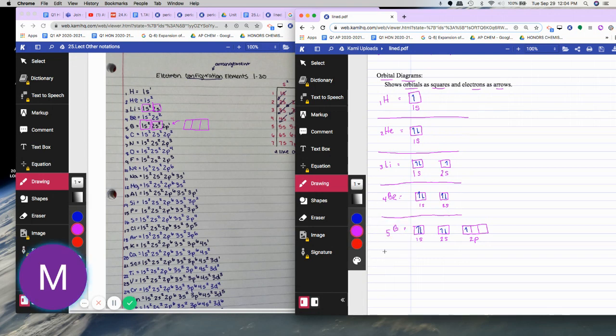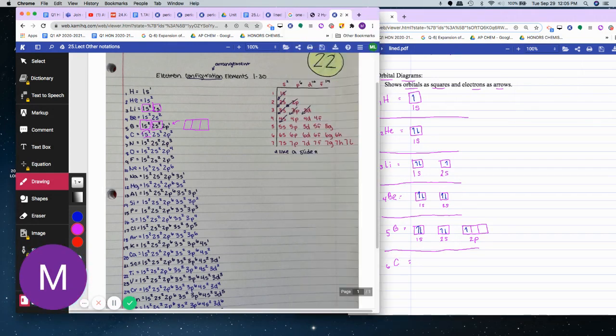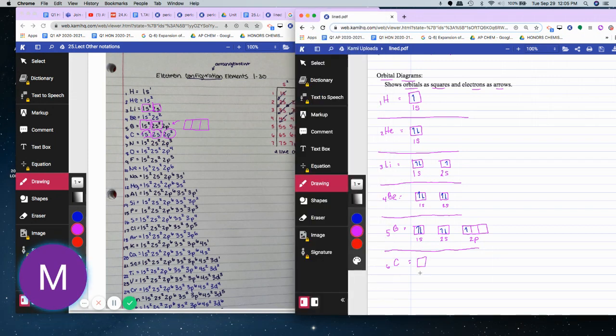Okay, so why don't you try the next one? Pause the video. Okay, so the next one, after boron, is carbon with 6 electrons. So it has 6 electrons, would be 1s2, 2s2, 2p2. Okay, so it'll be a 1s, a 2s, and 2p. Remember, draw all the squares even though you're not filling them all up. So it would be 2 electrons here, 2 electrons here.